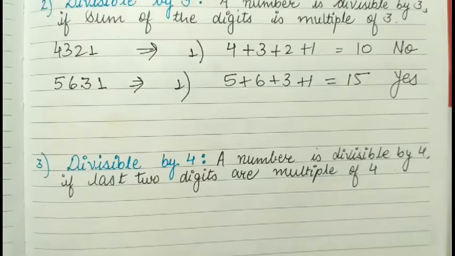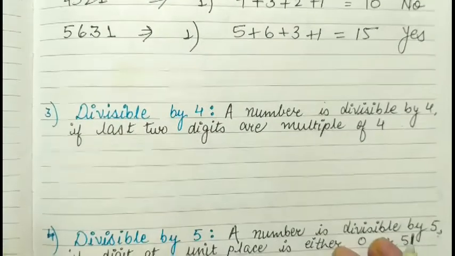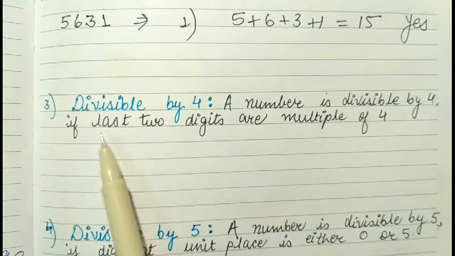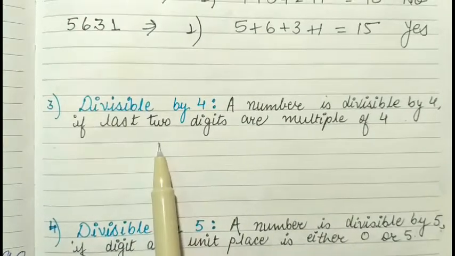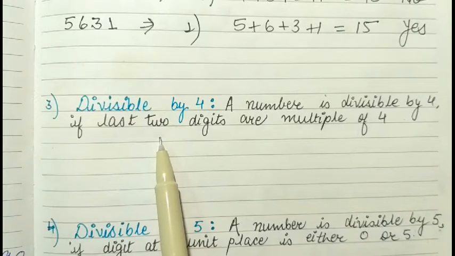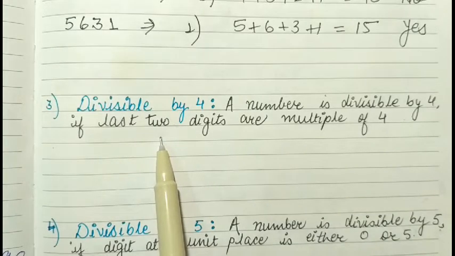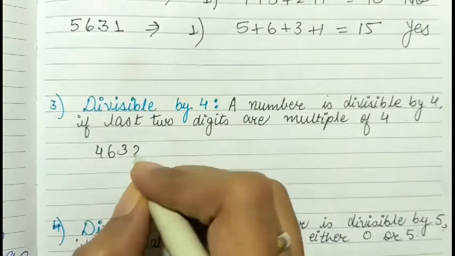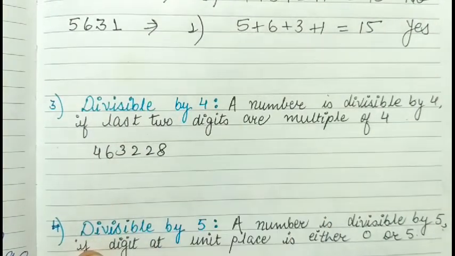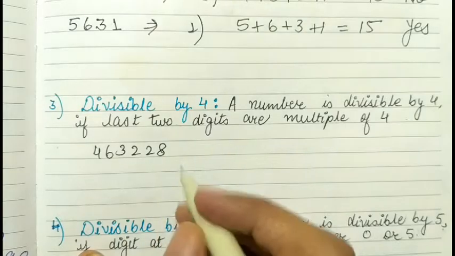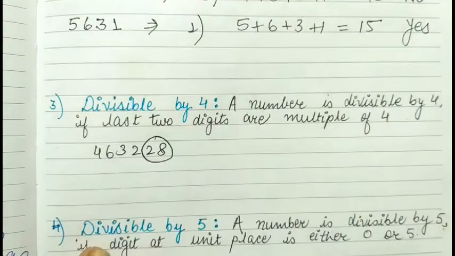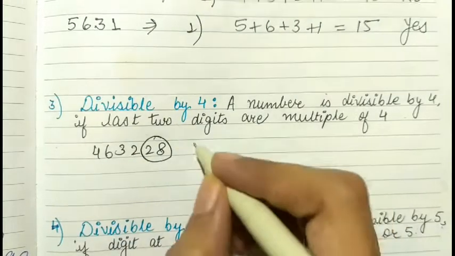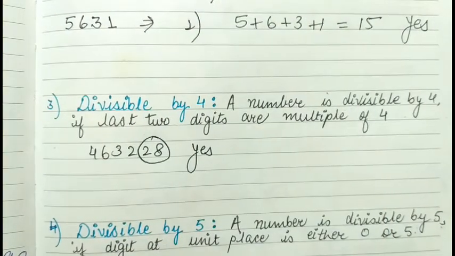Next rule is for divisibility of 4. How we are going to check whether a number is divisible by 4 or not. Simple rule is just observe the last 2 digits. If the last 2 digits are divisible by 4, then the number is also divisible. For example, we are given the number 463228. Okay, just observe the last 2 digits. Last 2 digits is 28. 28 is a multiple of 4. So yes, this number is also divisible by 4.